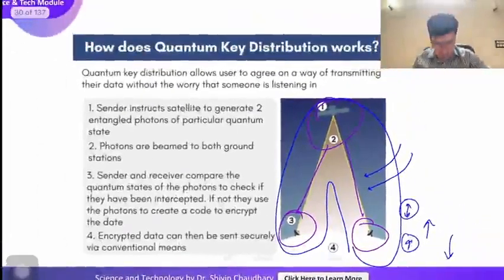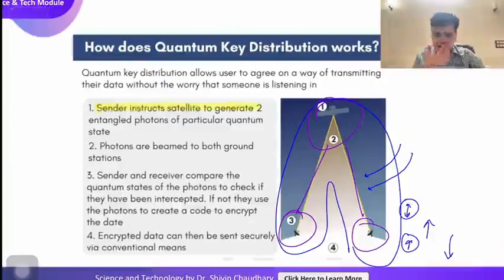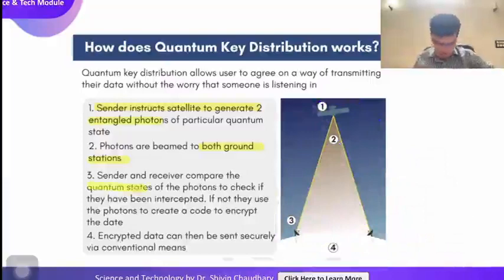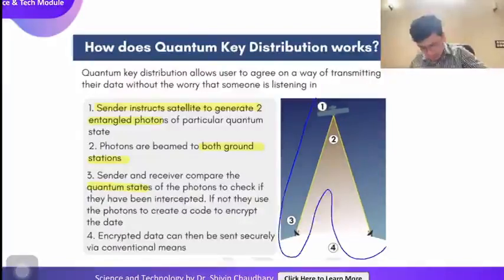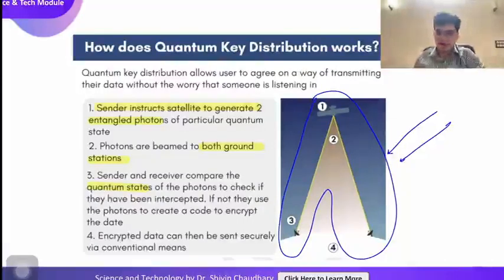So your sender is instructing the satellite to generate two entangled photons, and they are then both beamed to the ground station. Then you can constantly compare the quantum states and see whether they have been interfered with or not, if the box has been opened or not. If one electron starts showing a positive spin and the other one starts showing a negative spin, it means that in this system there has been some external interference. This is what quantum key distribution is.